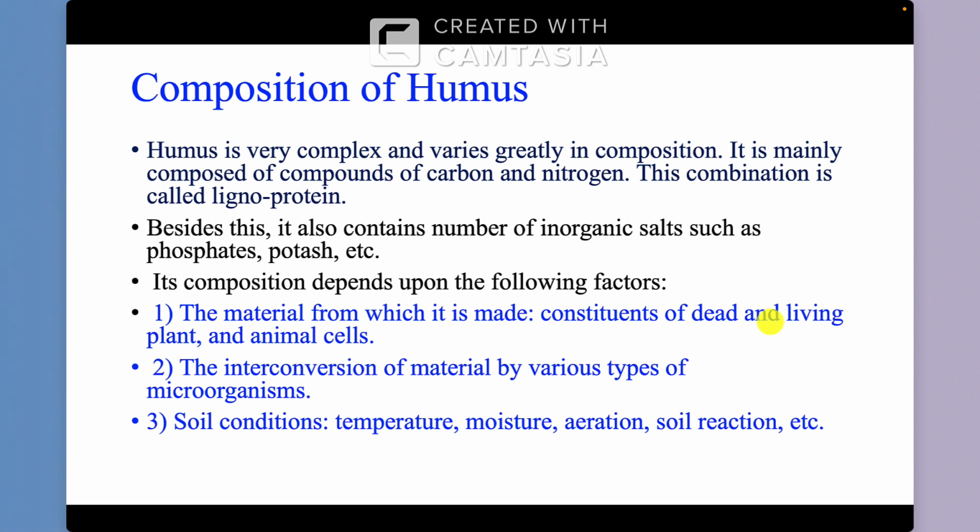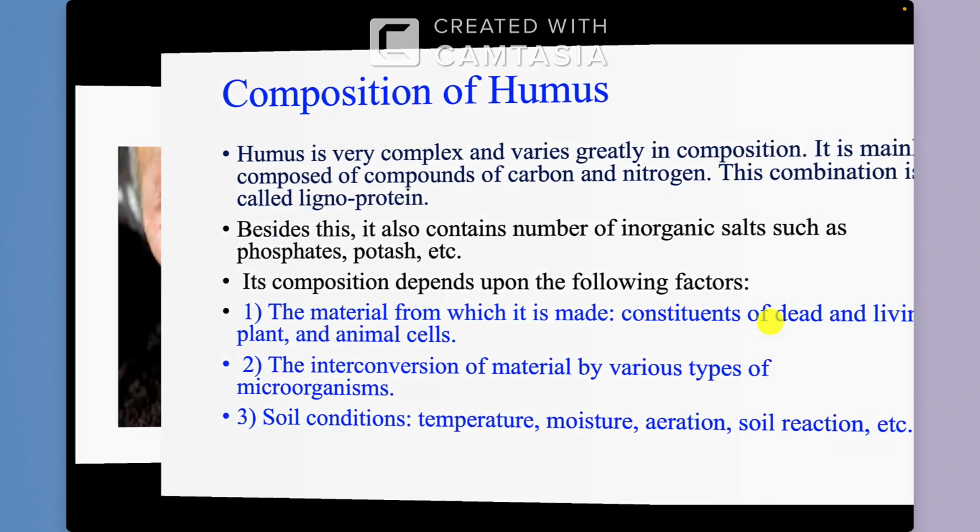Today, in the practical, we will not focus on the theory part, just some tips before we go to the practical. The factors are the constitution of dead and living plant and animal cells, which enter into the compound of humus, and the interconversion of material by various types of microorganisms in soil conditions like temperature, soil reaction, aeration, and moisture, of course.